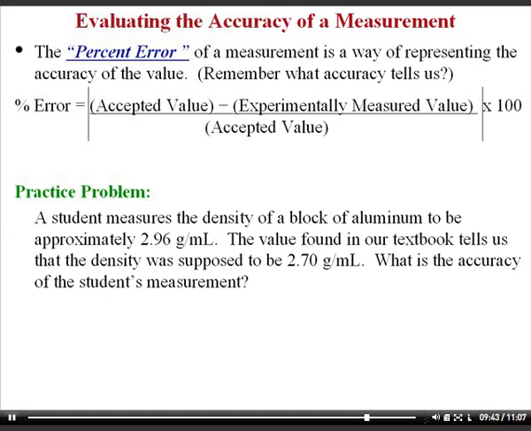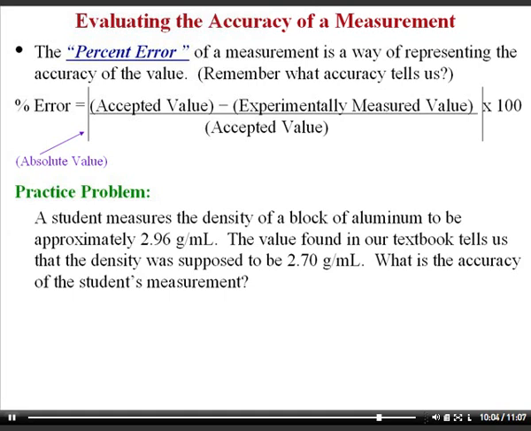You can do this calculation. You take the absolute value of the accepted measurement minus the experimental measurement. That's what you would get in a lab if you ran an experiment, and you divide that by what the correct answer was supposed to be. So you subtract your answer from the right answer, and then you divide by what the right answer was supposed to be.